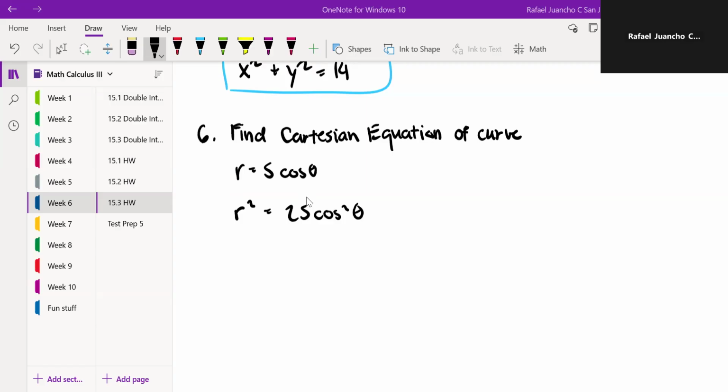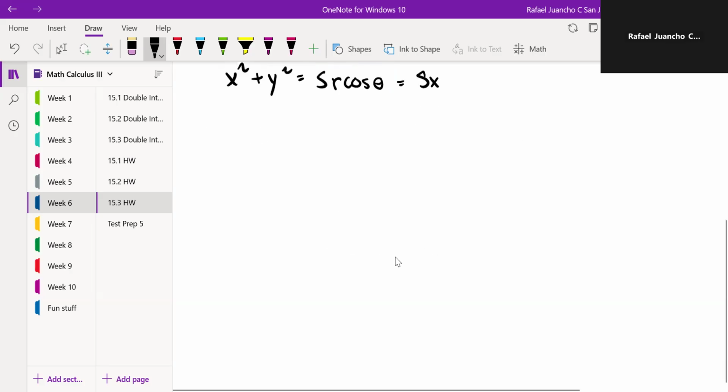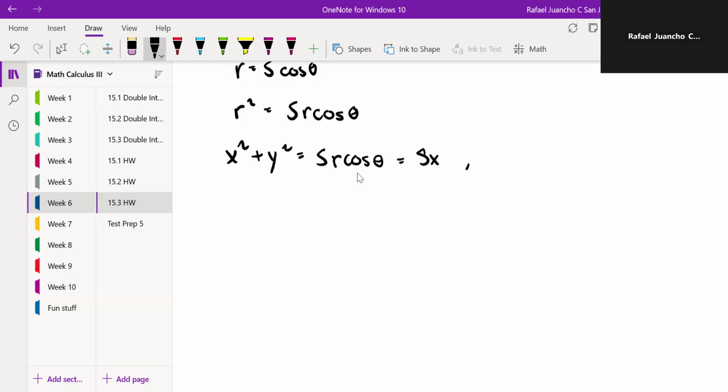Oh, I almost forgot. Oops. When I do an r squared, I basically multiply this by an r. Close error. Super close. Right? And then from there, now I can just say my x squared plus y squared is equal to 5r cosine theta, which is just 5x, right? x is equal to r cosine theta.